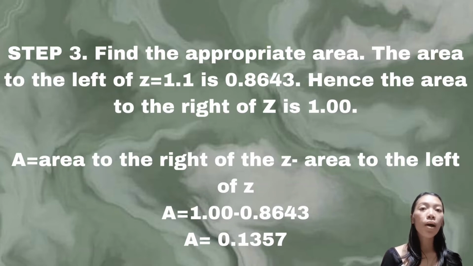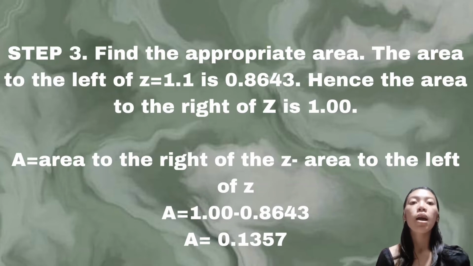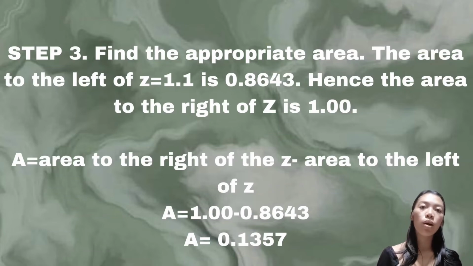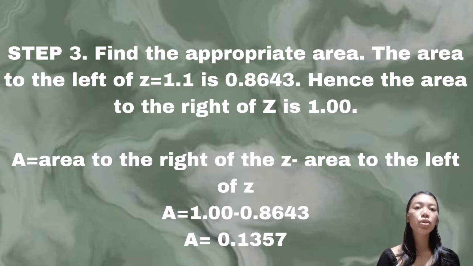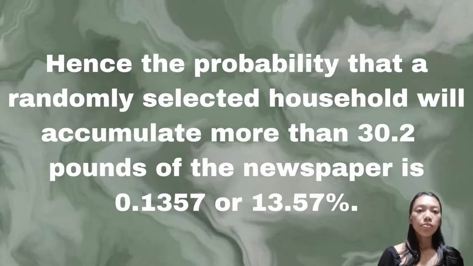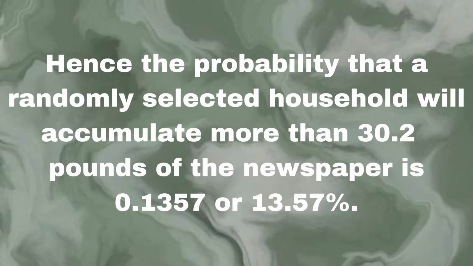Hence, to the right of z equals 1.1 is 1.00 minus 0.8643 equals 0.1357. Mara gihapon class, we need to use a table to identify the area. So, hence, the probability that a randomly selected household will accumulate more than 30.2 pounds of newspaper is 0.1357 or 13.57%. So that would be all, class.